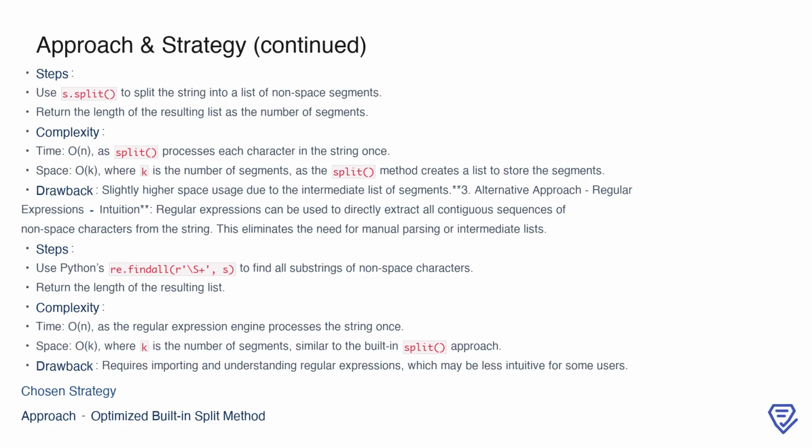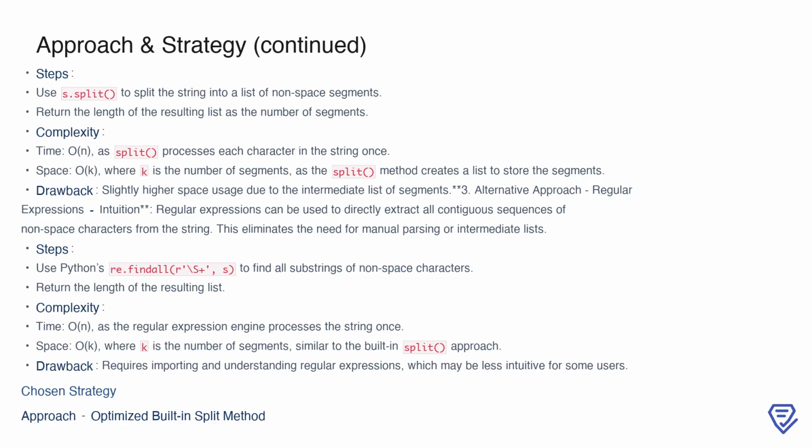The intuition here is that the split method automatically divides the string into segments based on whitespace, and it handles edge cases such as multiple spaces, leading or trailing spaces, and empty strings effortlessly. The steps are straightforward: we simply call s.split() on the string, which returns a list of all non-space segments, and then return the length of this list as the count of segments.